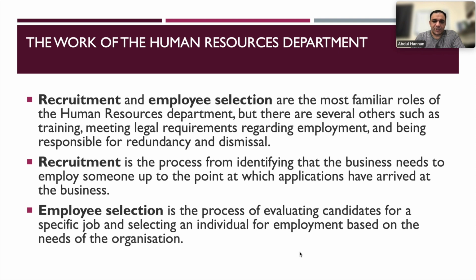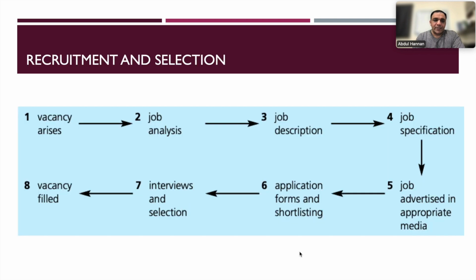Then employee selection. Employee selection is the process of evaluating candidates for a specific job and selecting an individual for employment based on the needs of the organization. Then this picture clearly defines everything. The whole chapter basically lies in this particular diagram because this is related to the recruitment and selection process.